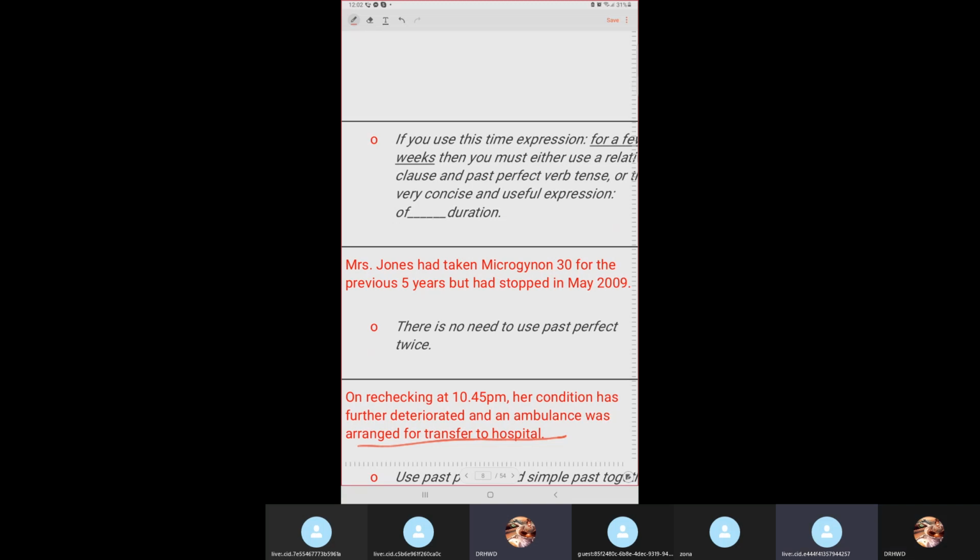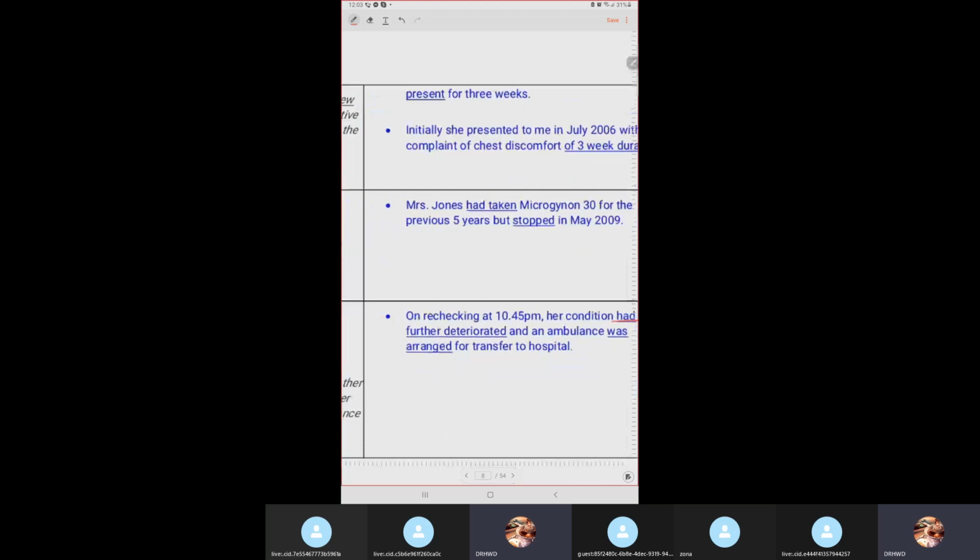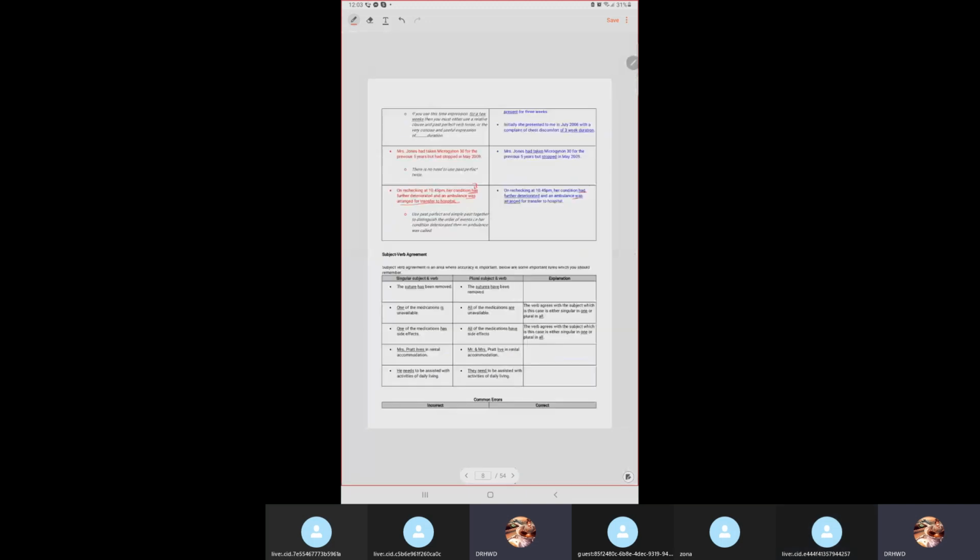Her condition had further deteriorated. You're saying her condition had, further, right? Because when you say "has" and "was", these are both in simple past tense, and the rule of the grammar here is that you have to use past perfect with your simple past tense. So you'd be saying her condition had further deteriorated and ambulance was. All right, this is great.